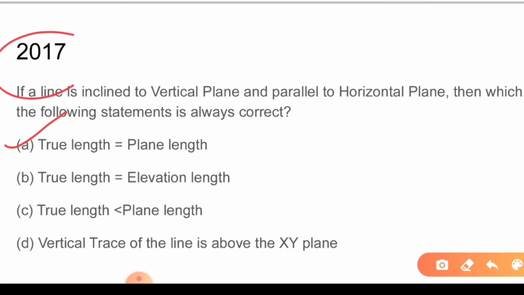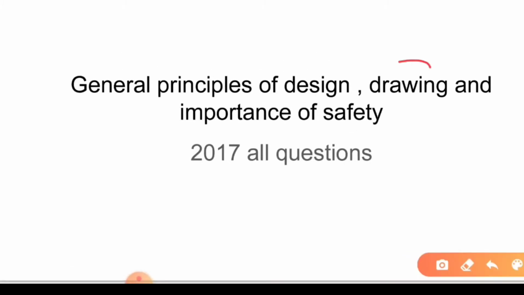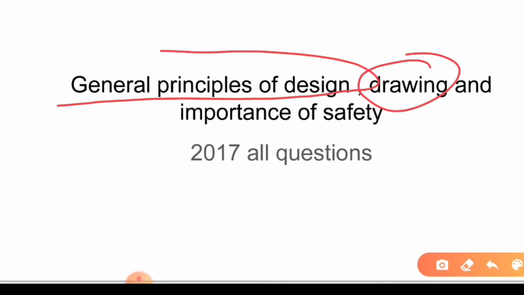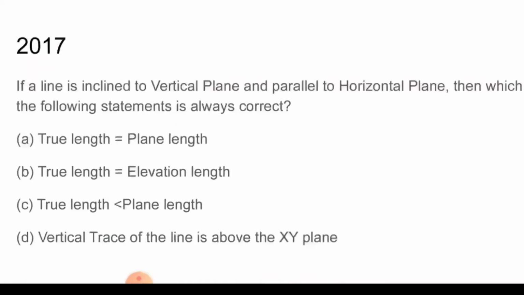The particular question has come from the topic drawing. I have covered the lecture series of General Principle of Design and the Importance of Safety. Soon I will cover the topic drawing.